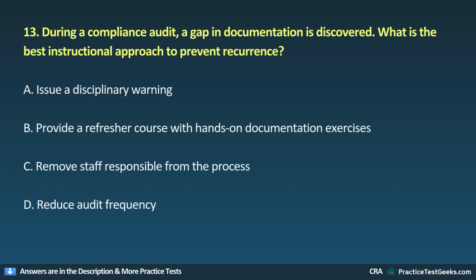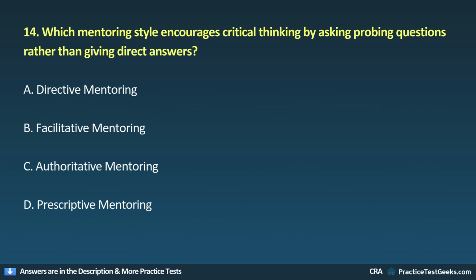13. During a compliance audit, a gap in documentation is discovered. What is the best instructional approach to prevent recurrence? A. Issue a disciplinary warning. B. Provide a refresher course with hands-on documentation exercises. C. Remove staff responsible from the process. D. Reduce audit frequency.